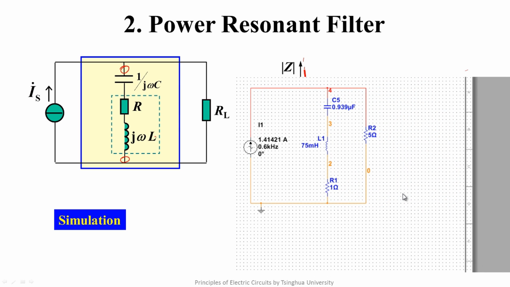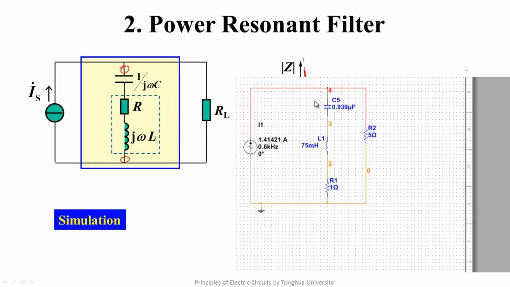In this circuit, a current source provides power to the load. A band-stop filter is in parallel with the load. According to the values of L1 and C5, we can solve that the resonant frequency is 600 Hz. At 600 Hz, the impedance of the whole branch is 1 ohm. So this is a parallel connection of 1 ohm and 5 ohms.